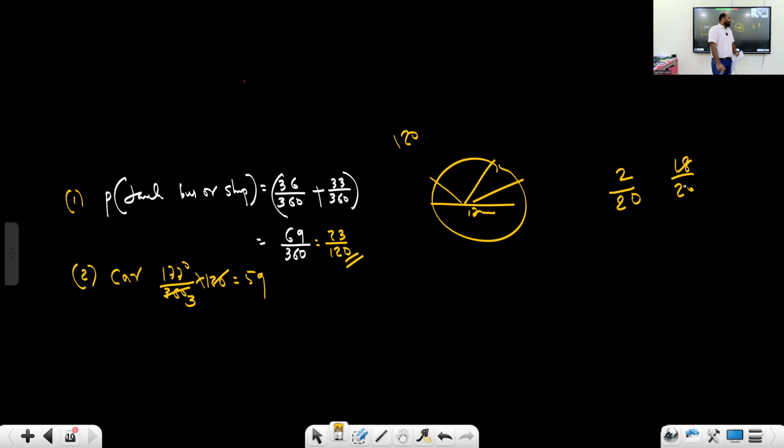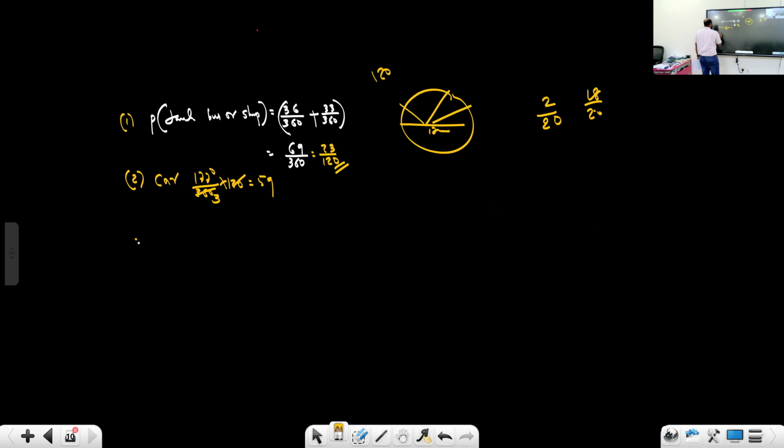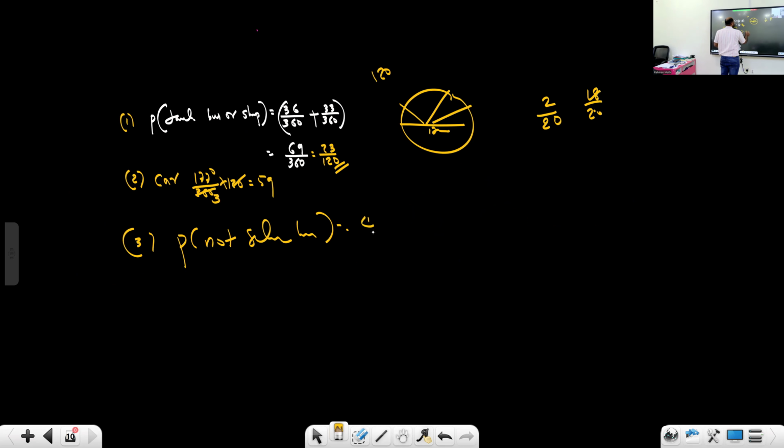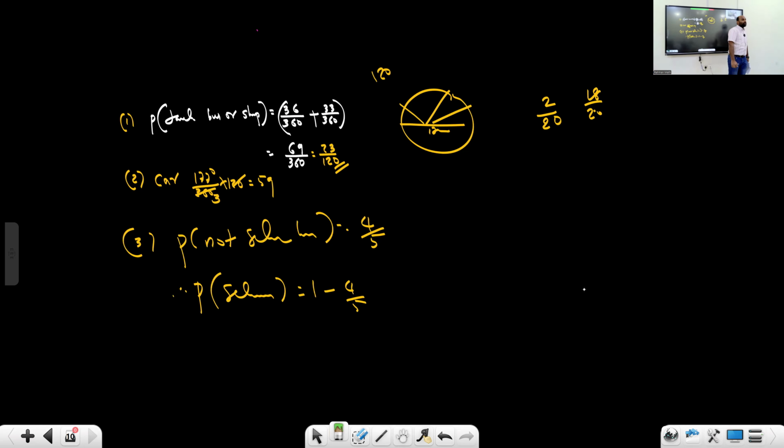Given the probability of not selecting train, how much is it? 4 by 5. Is it? Therefore, probability of selecting train is 1 minus 4 by 5. You have to subtract from 1. Total probability is always 1, and from there you have to subtract. That happens in every case.